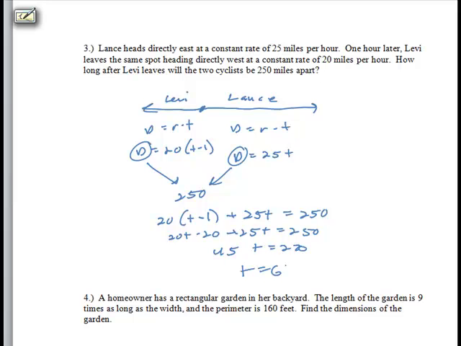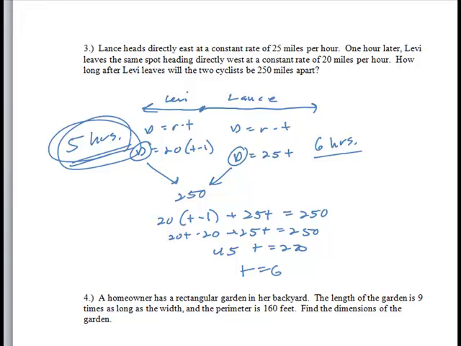T works out to be 6. T, of course, stands for time, but we have two different times. T was the time it took Lance to bike until they were 250 miles apart. What we're asked for in the problem is how long it will take Levi to bike until they're 250 miles apart, keeping in mind that his time will be 1 hour less. So 6 minus 1, the final answer to the problem is 5 hours. How long it takes Levi to bike until they are 250 miles apart.